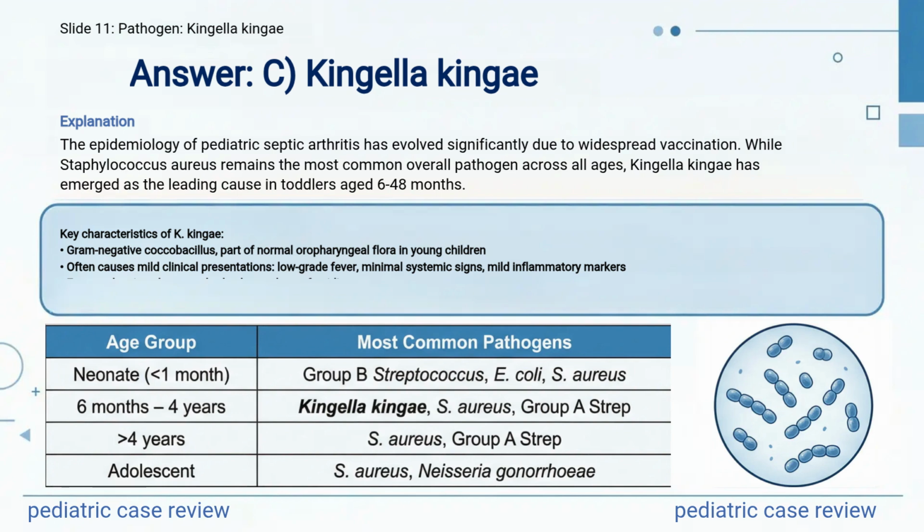Key characteristics of Kingella kingae include: it is a gram-negative coccobacillus and part of the normal oropharyngeal flora in young children. It often causes mild clinical presentations with low-grade fever, minimal systemic signs, and only mildly elevated inflammatory markers. It is frequently missed on standard cultures due to its fastidious nature. Detection requires inoculation of joint fluid into blood culture bottles or polymerase chain reaction and molecular testing.